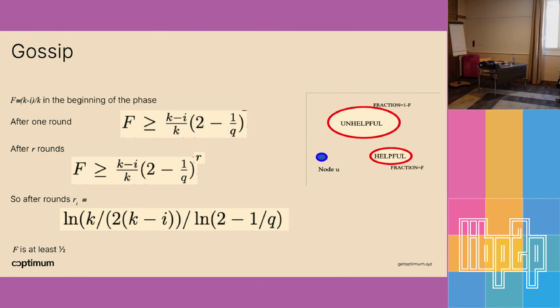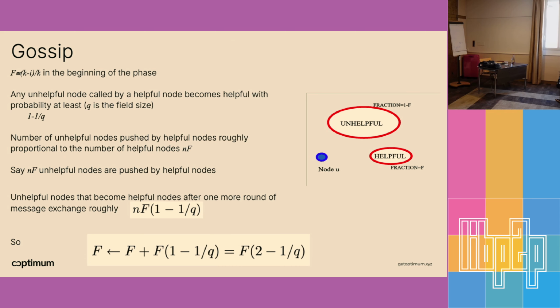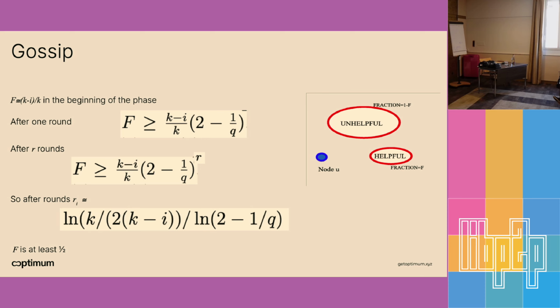All right. So I started with F being roughly K minus I over K. So now my F, after one round, has increased by roughly a factor of 2. And at each round, roughly by this factor of 2 minus the fudge factor from the field size. Okay? So after R rounds, I just put an R here. Basically, each time I just double. Right? That's basically what's happening. Each time I just double the fraction of helpful nodes. Okay. So, forget about this log 2, whatever. Basically after roughly log of K over K minus I rounds, I get to F being 1/2.